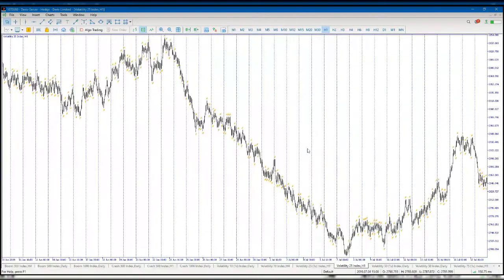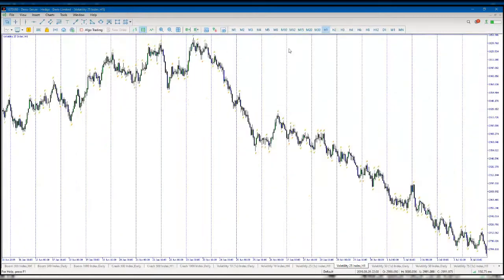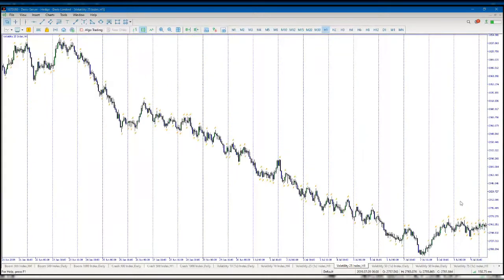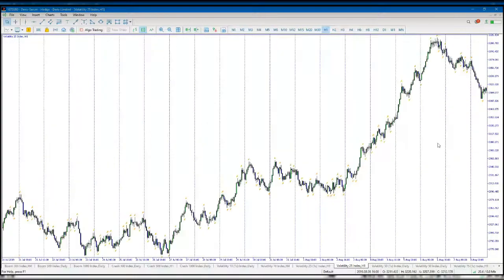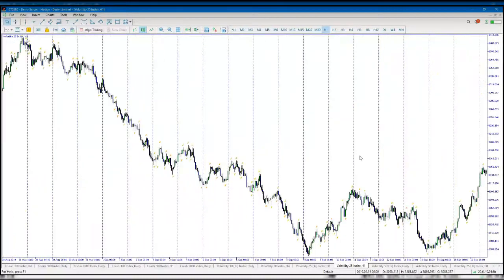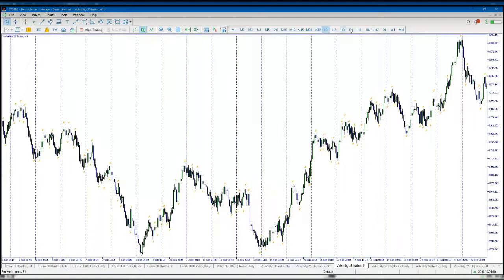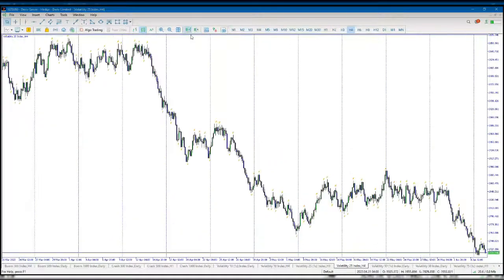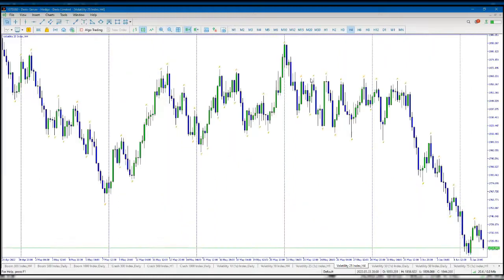See these moves. See these moves now. So let me go to the current price, where price is at the moment. This is what price is doing right now. Let me go to daily to see what's up.